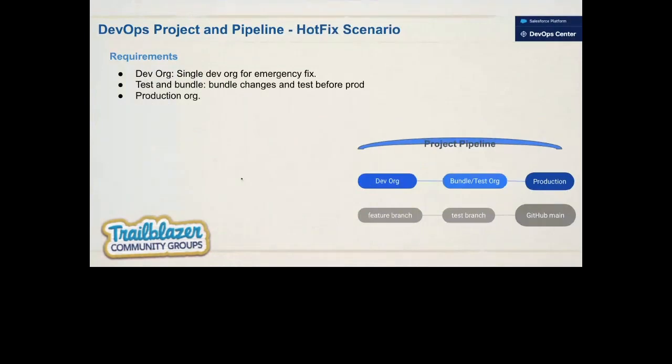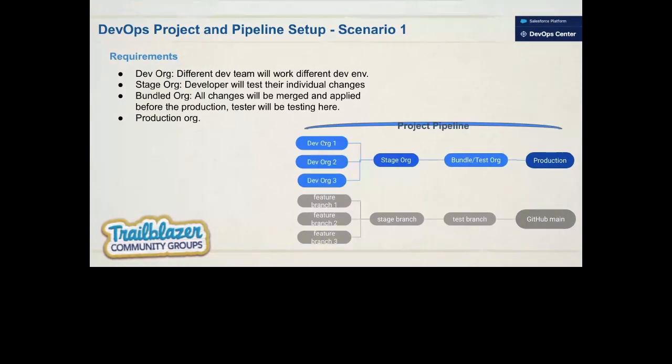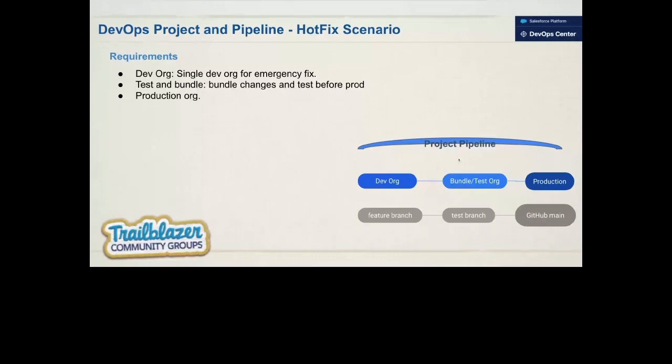In my given demo, we created one pipeline where we have different types of environments: dev, stage, test, and production. We can have another type of project or hotfix scenario where suppose a company needs to fix some immediate problem in one org, then deploy these things to a bundle or test org, then to production. In this type of scenario, we can create a project with one dev org, then one bundle or test org, and then production. We can implement these types of scenarios as well.